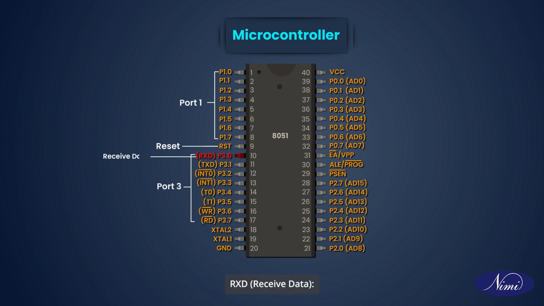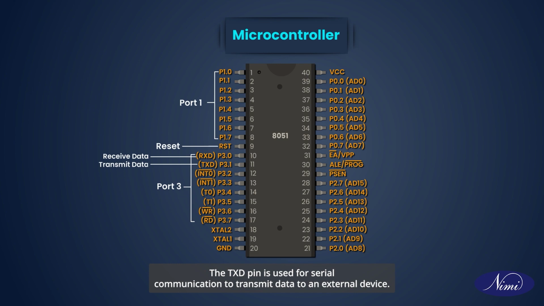RxD pin or receive data. Function. The RxD pin is used for serial communication to receive data from an external device. TXD or transmit data pin. Function. The TXD pin is used for serial communication to transmit data to an external device.